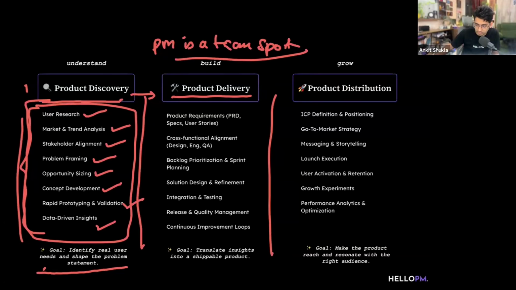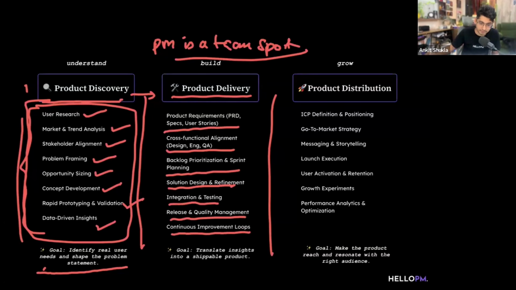Then what do you do in product delivery? You create the product requirement documents, specs, user stories, which are the documentation, right? You align cross-functional people, design, engineering, QA and all. You do backlog prioritization, solution design, integration testing, release and quality management, and continuous improvement loops, which is, if any feedback that you are getting from your testers, designers, developers, anyone, you are going to integrate it back, right?